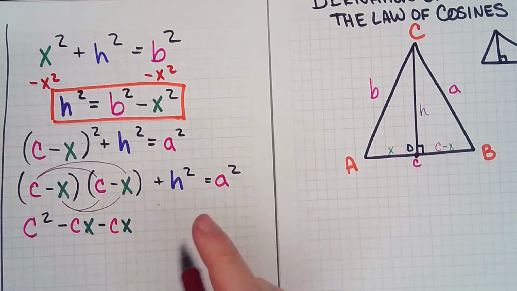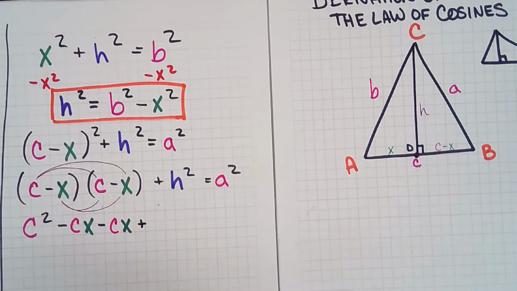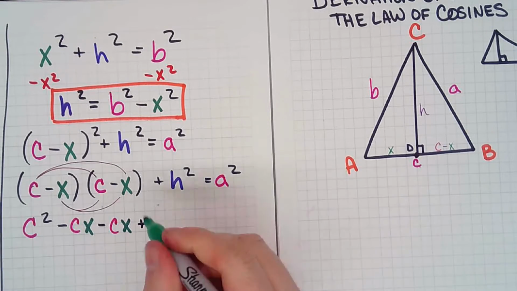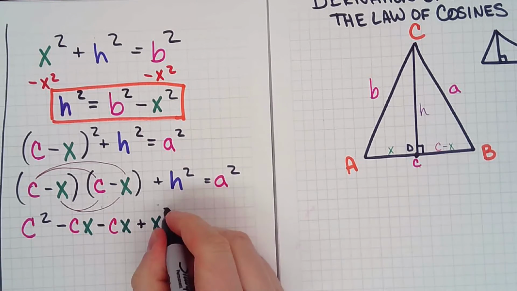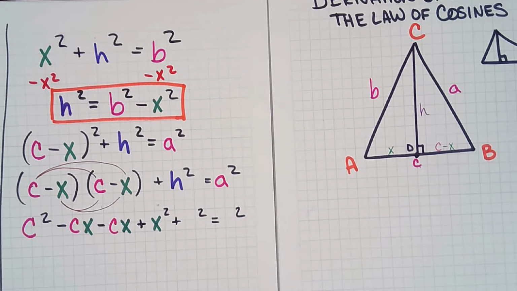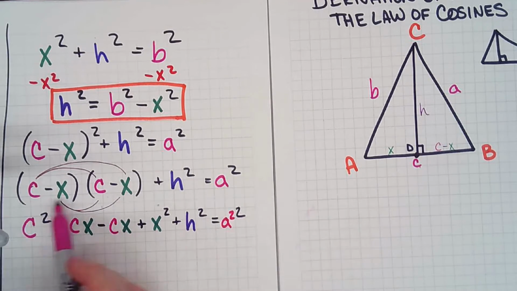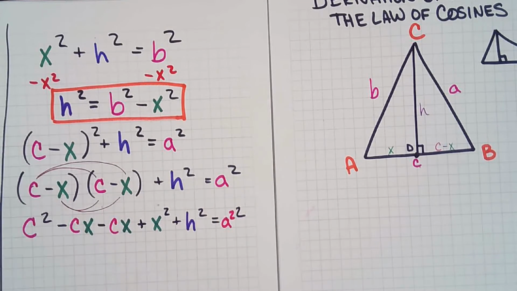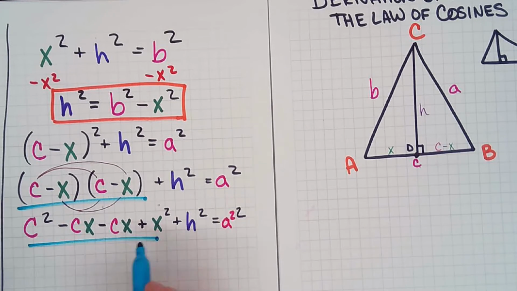So negative times a negative is a positive. So it's going to be positive x squared. The x I was doing in green, it's squared. And that's going to add to h squared, which is going to equal a squared. So I've got my h squared over here and my a squared over here. Okay, cool. So all I did was take this equation and I took this part right here, I'll highlight it in blue, and I rewrote it as this, which was originally this guy.